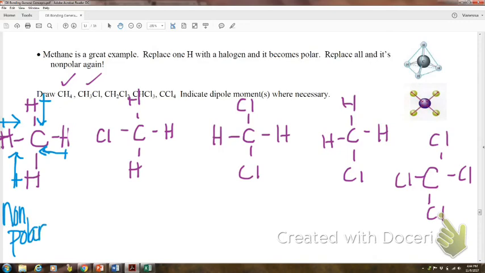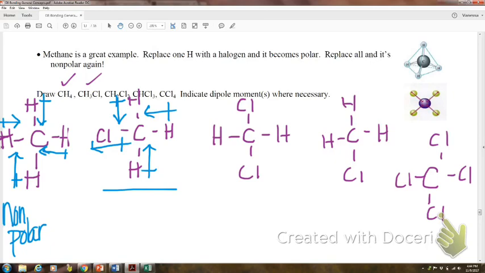Okay? When you're doing these, if it helps to look at it and go, oh, it looks symmetrical, it's going to be nonpolar, that can help you think of it, but do not write it. Okay? Do not write it. Talk about the dipole moments. Of course, this one, we would have going this way, going this way, going this way. But when we got to this carbon-chlorine, it would be going this way.